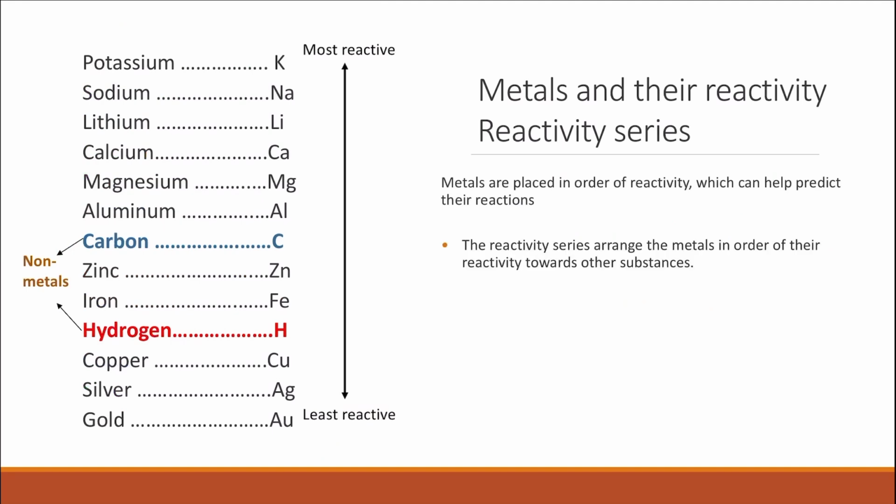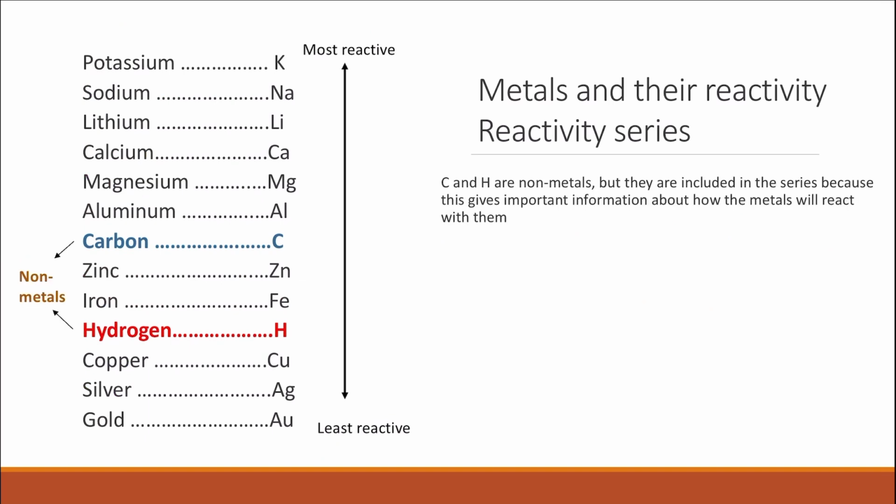The reactivity series arranges metals in order of their reactivity towards other substances, where the most reactive metals will be at the top of the series, and as you go down, the reactivity will decrease. Reactivity of metals is determined by how easily they can lose electrons to give positively charged ions.